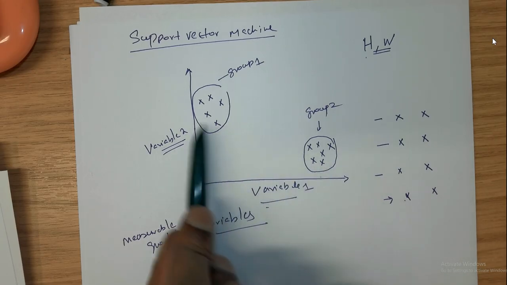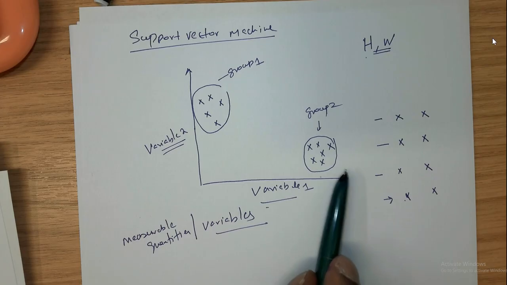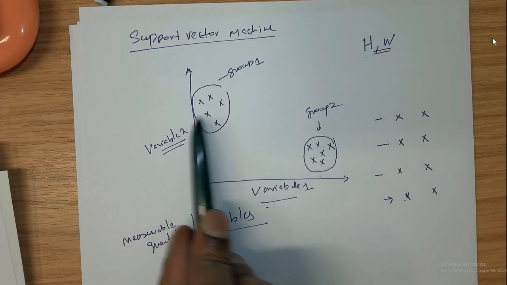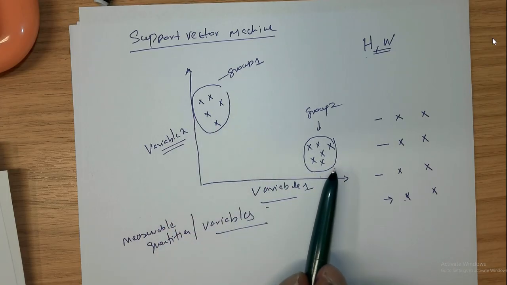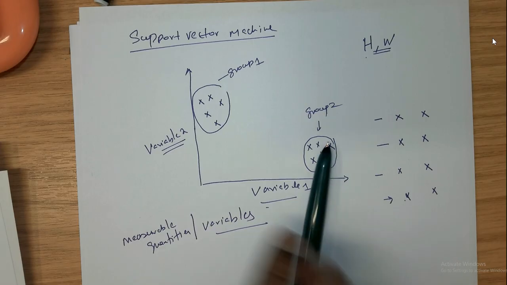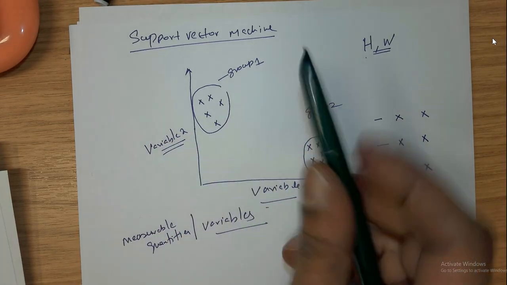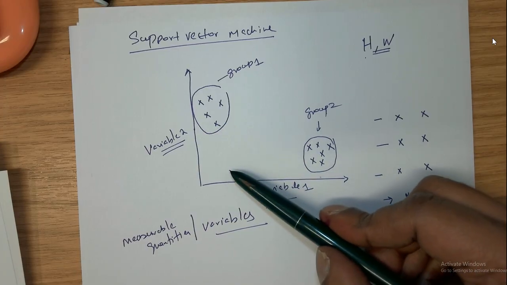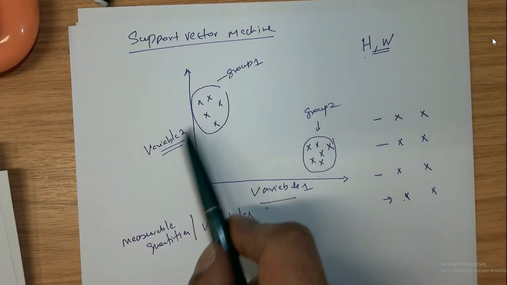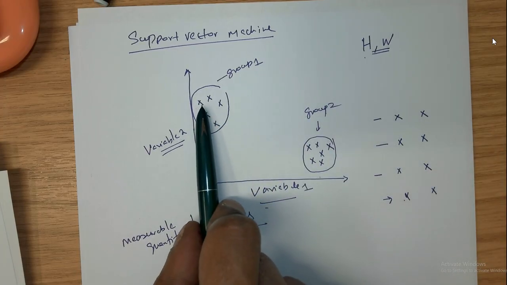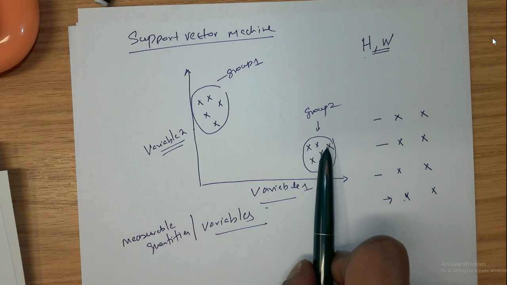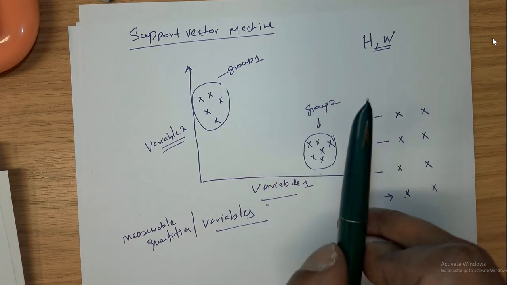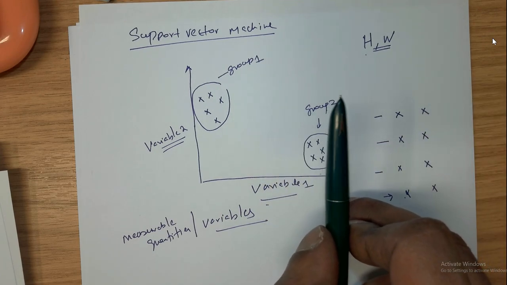So clearly you can see some huge differences here: something that lies on one side of the graph and something that lies on the other side. So what is the support vector machine all about? A support vector machine is about finding a line that separates this category, group 1, from group 2. That's the whole game of a support vector machine.